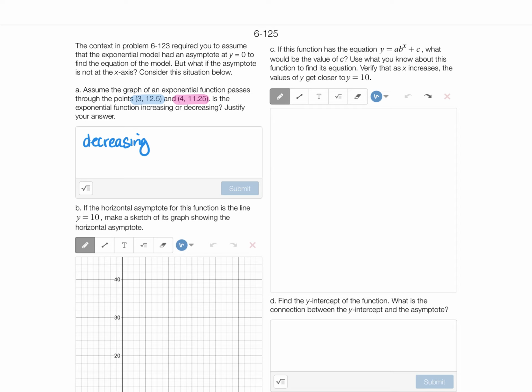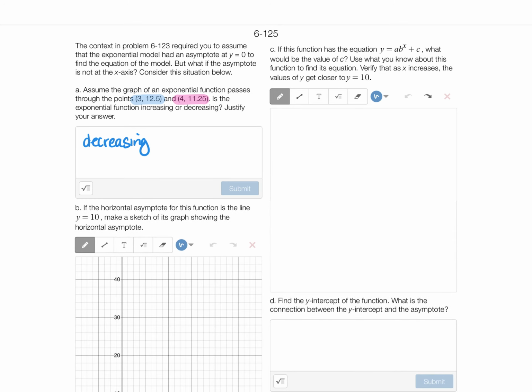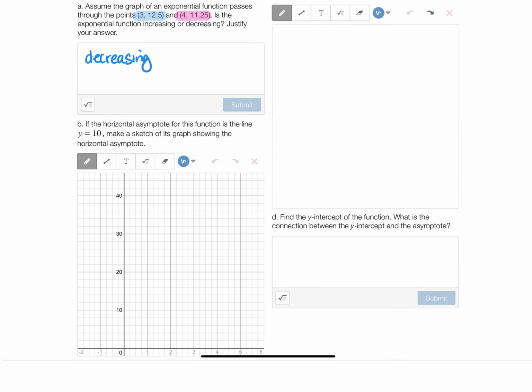Okay, if the horizontal asymptote for this function is the line y equals 10, let's make a sketch of the graph. Sorry about that. Let's go ahead and sketch what we know. We're told that we have a horizontal asymptote at y equals 10. So I'm going to draw in that horizontal asymptote at y equals 10. And then I just want to plot the 2 points that I'm given. So (3, 12.5). This is counting by 2's on your y-axis, and watch your scale on your x-axis. So (3, 12.5) would be like right here.